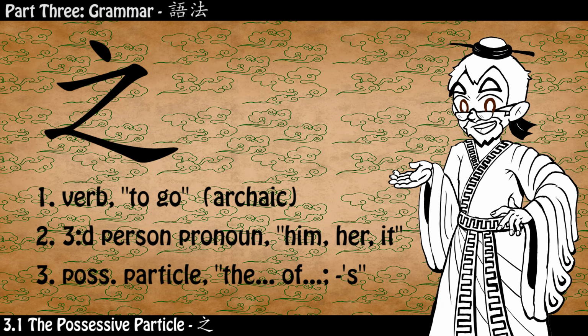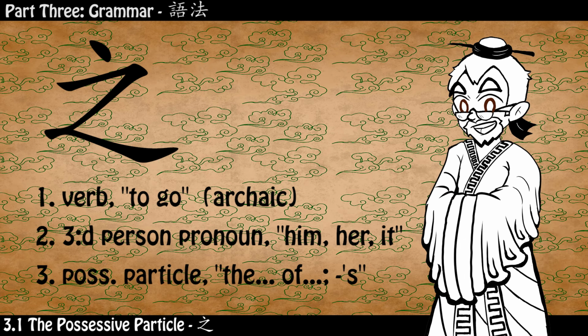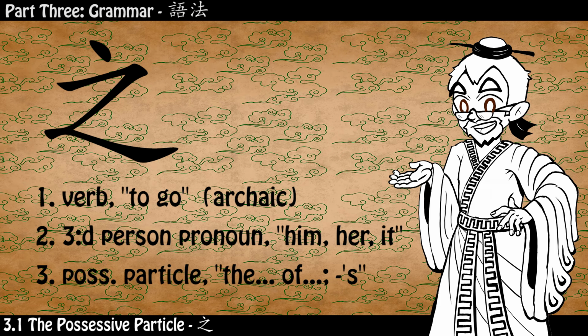The possessive particle, 之. In classical Chinese, the character 之 has 3 uses. Originally, it was a verb, which meant to go. However, this meaning is mostly confined to very archaic Chinese. Secondly, as the third-person pronoun, when used as the object of a verb, equivalent to English him, her, it, or them. And thirdly, as the possessive particle. The third use is by far the most common and remains in use to this day.